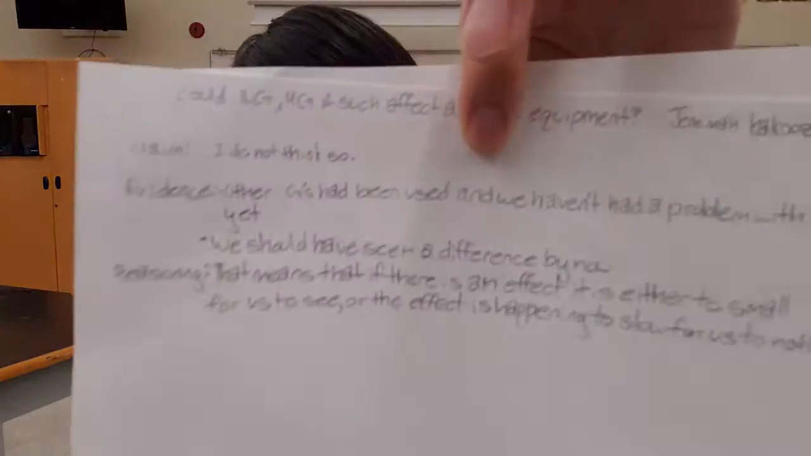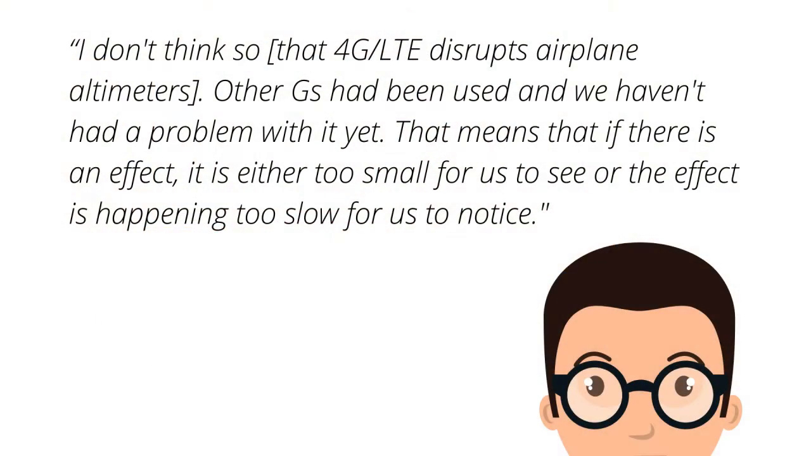Another student wrote, "I don't think so. Other Gs have been used and we haven't had a problem with it yet. That means that if there is an effect, it is either too small for us to see or the effect is happening too slow for us to notice."